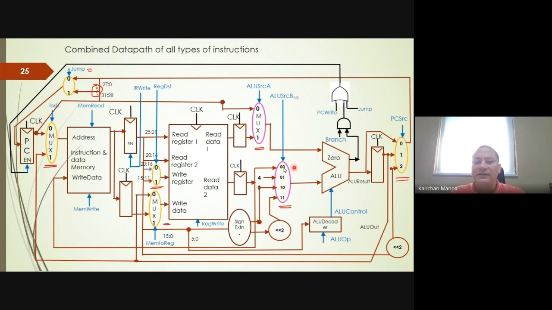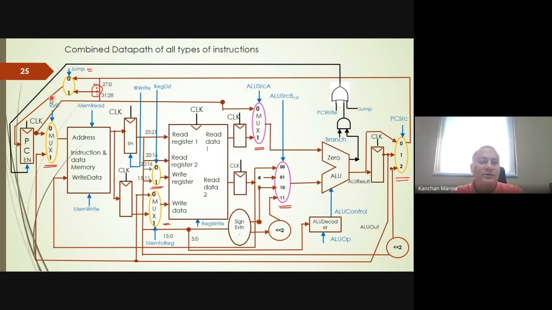So this is the strategy. When we combine the data path, we need only the multiplexer, and we insert the multiplexer before an input port when that port is getting its value from different sources. So that is the strategy to design, or to combine, the data path. Now, after combining the data path, what do we have to do? We have to find out the control signals. So what are the control signals we have here?